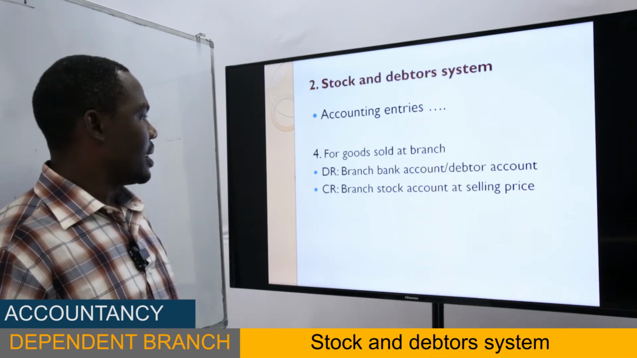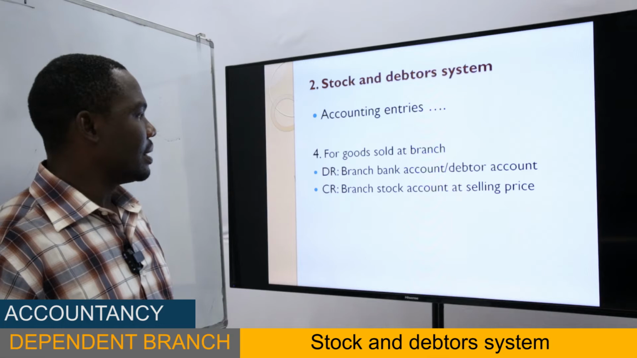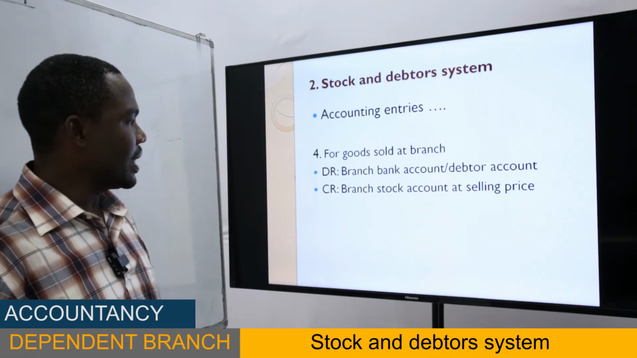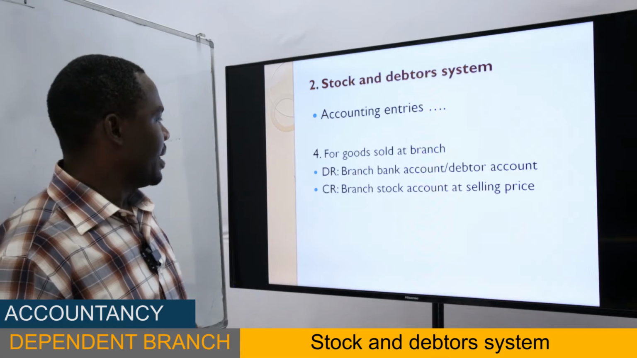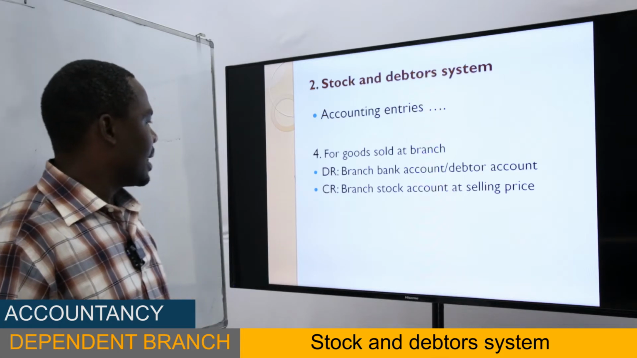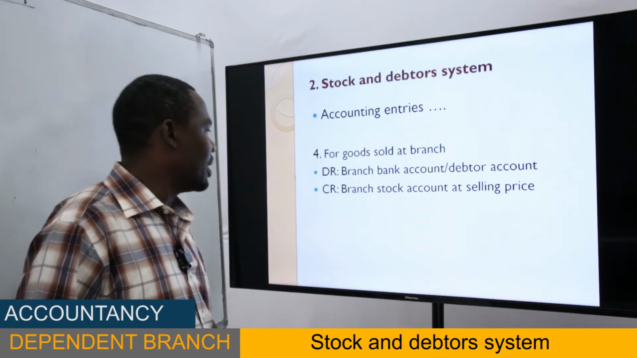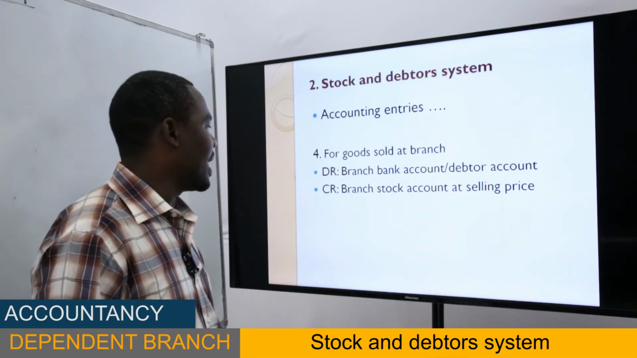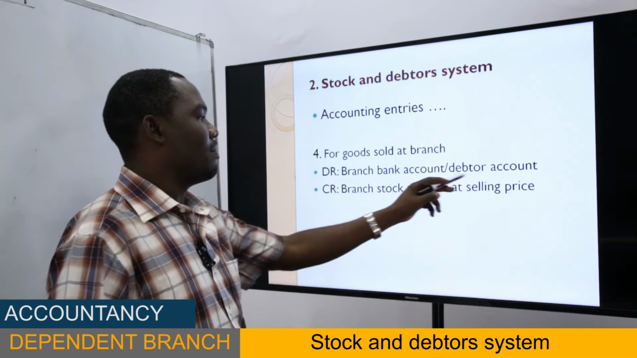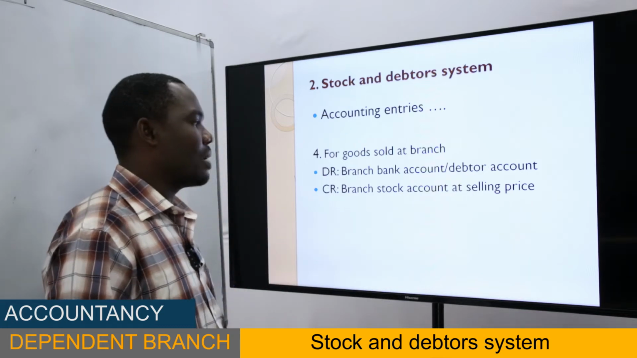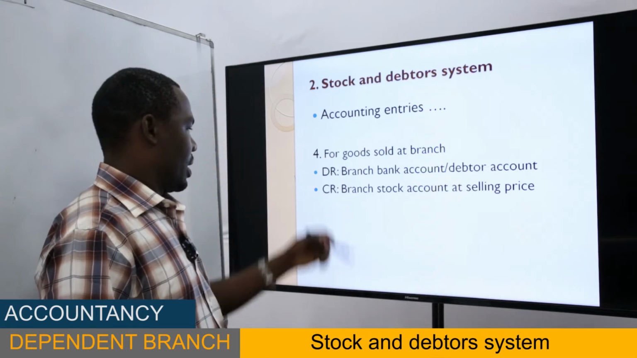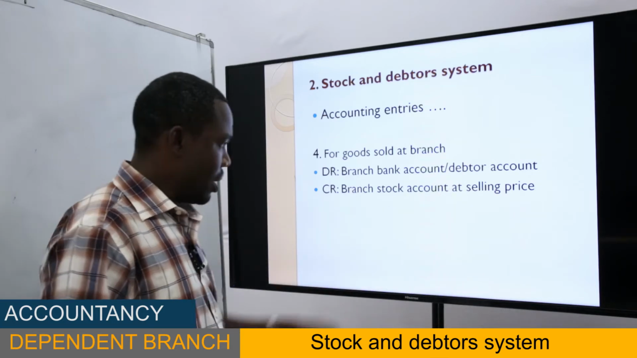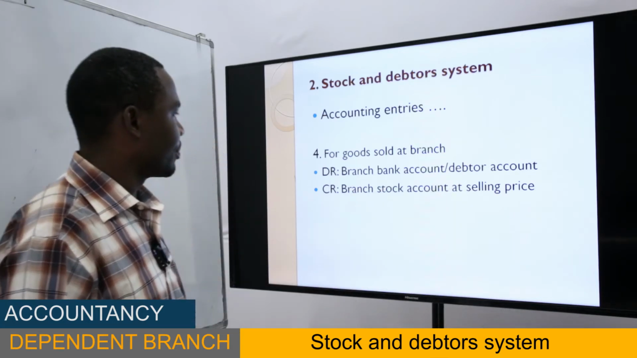For goods sold at the branch, sales by the branch may be either cash sales or credit sales. If it is cash sales, automatically we are going to debit branch bank account, and if it is credit sales, we are going to debit branch debtors account. The double entry will be to branch stock account, and it will be both at selling price.